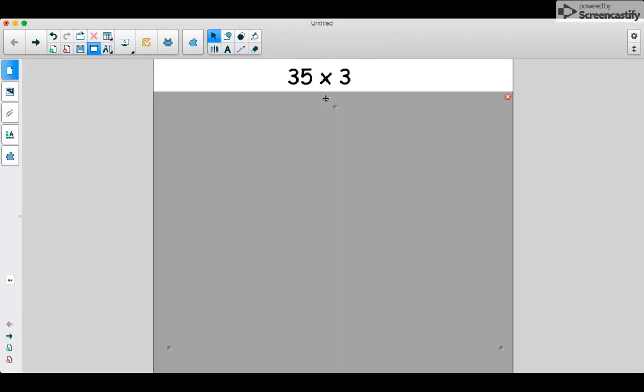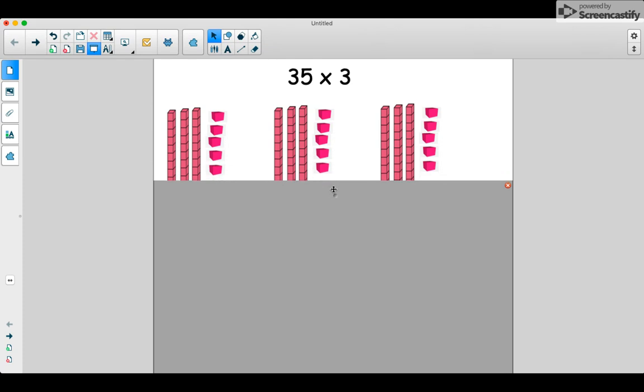When we multiply, we're always remembering that multiplication really means we have groups of a number. So here we have 35 multiplied by 3, which means we have 3 groups of 35. So the first thing we're going to look at when we solve this is make our 3 groups of 35.